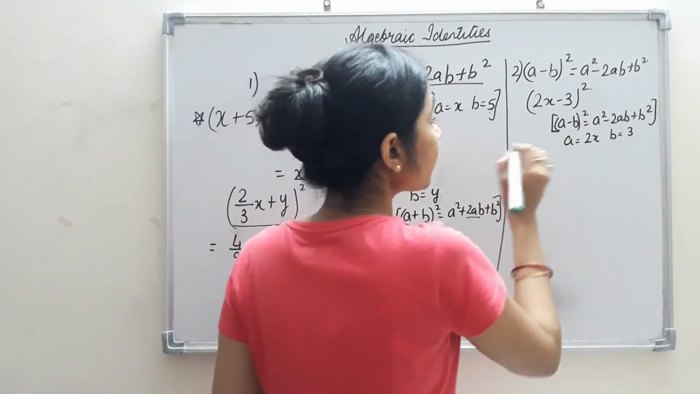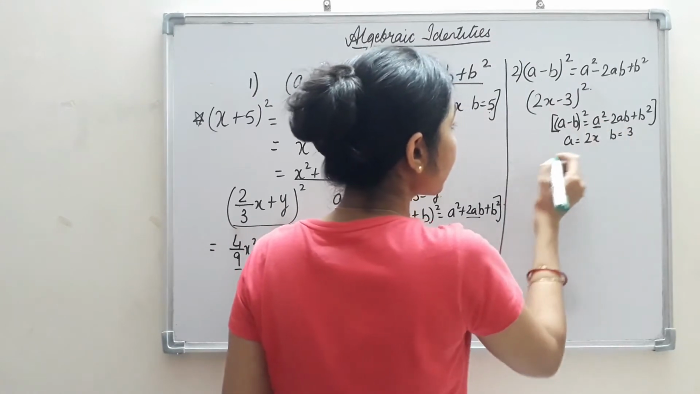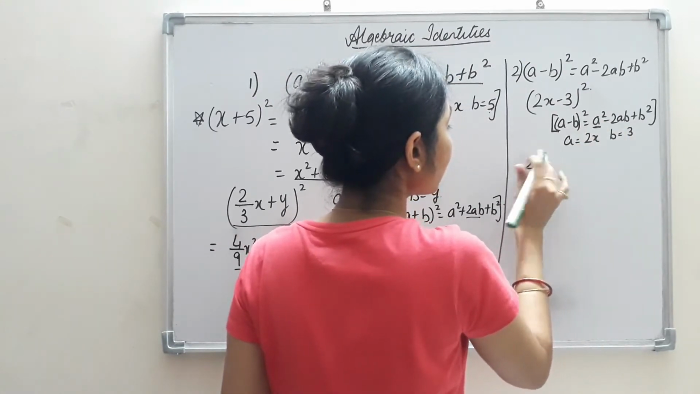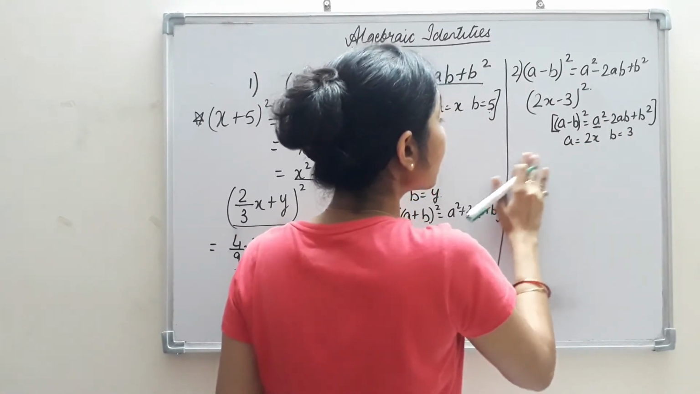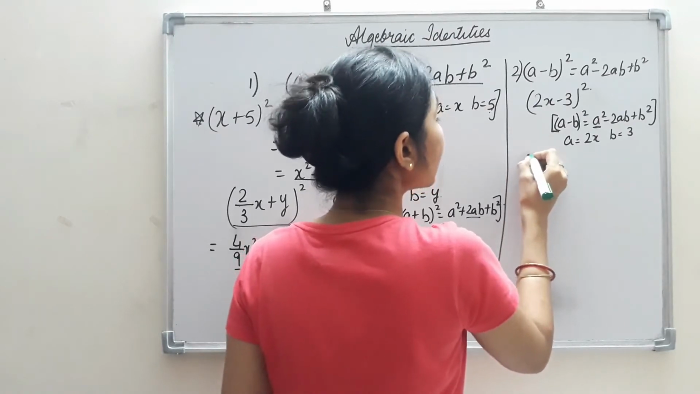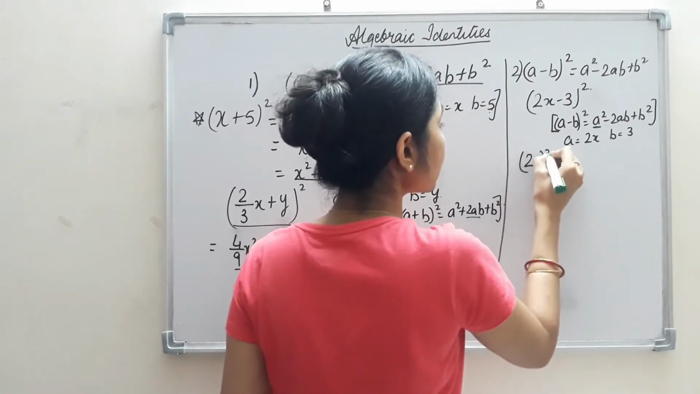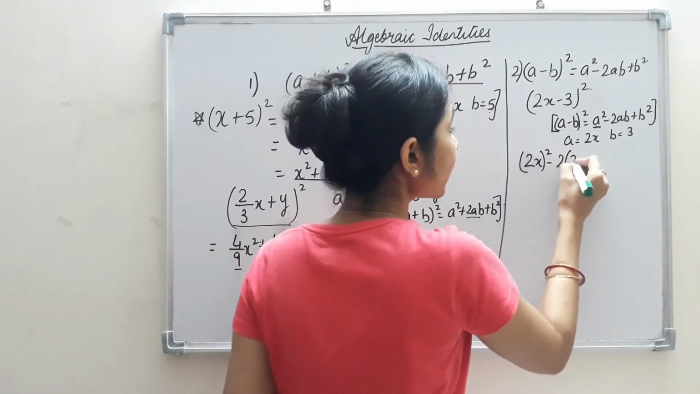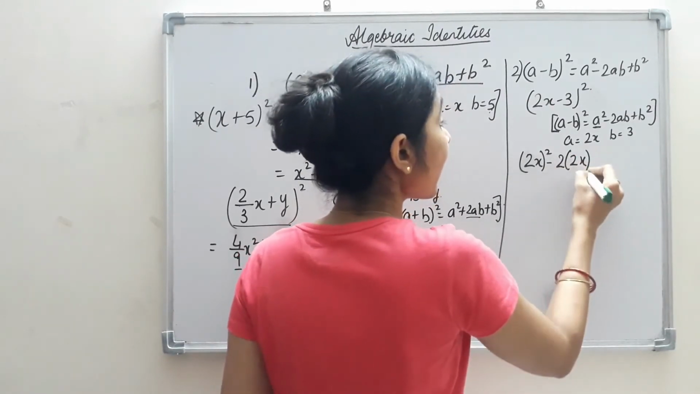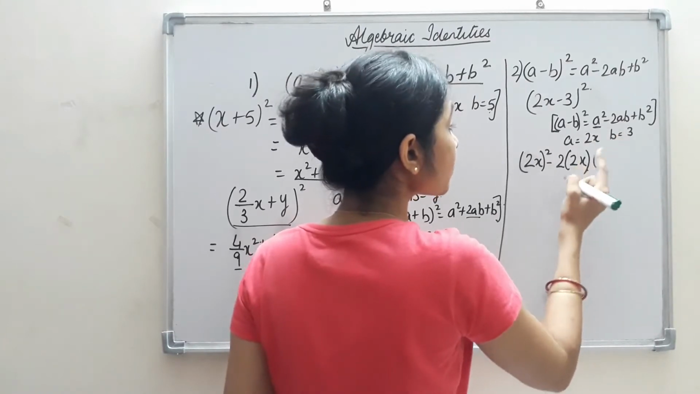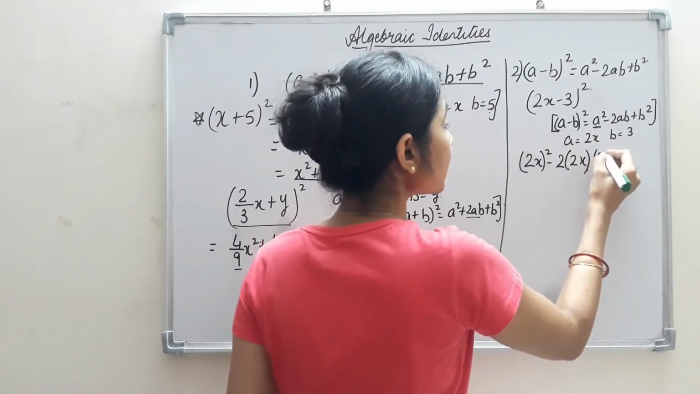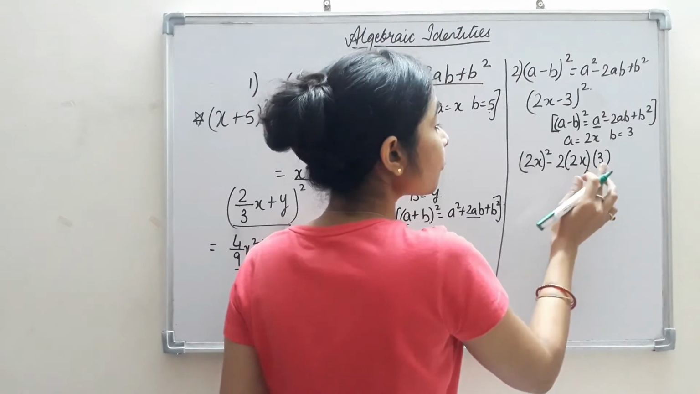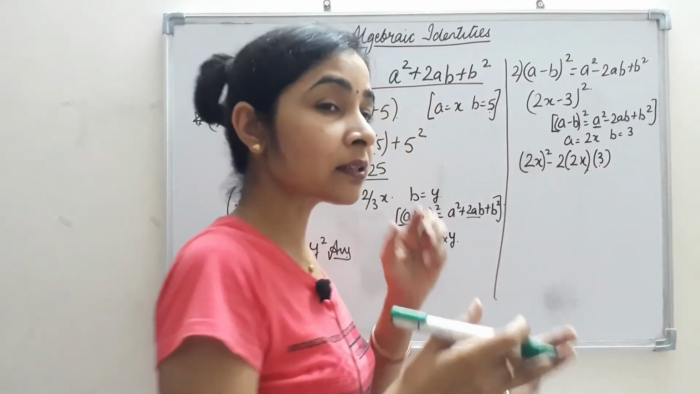So here in the first place, what do I get? A square. What is a? 2x. So square of 2x, and that is equal to 4x square. Let us write it first, that we are going to get the square of 2x. Second term will be 2 multiplied by a, that means 2x, and multiplied by b also, so that means b is 3. So 2 into 2, 4x multiplied by 3, 12x.